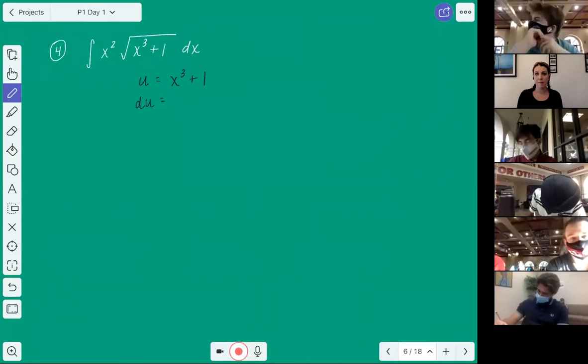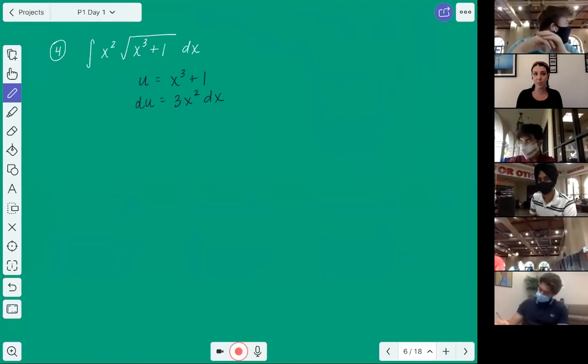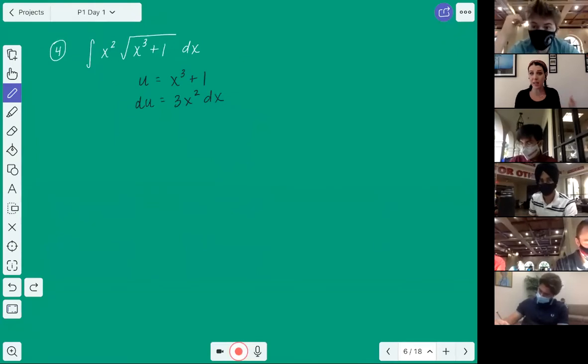3x squared. So I should have a 3x squared dx. You'll notice I don't exactly have that in my problem here. Now, Nathan was noticing, well, I have an x squared dx left, so that's probably what our du is going to be equal to. In this case, it's not. It's close, though. I don't have a 3x squared dx.